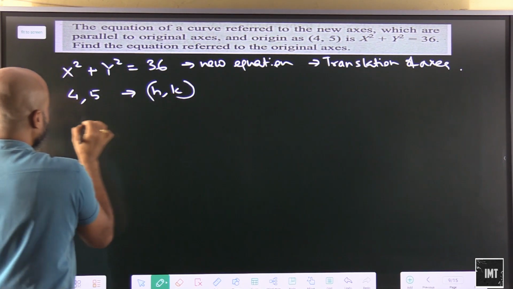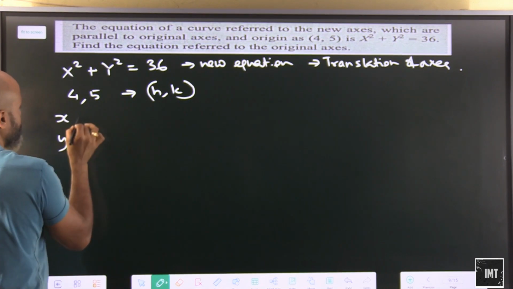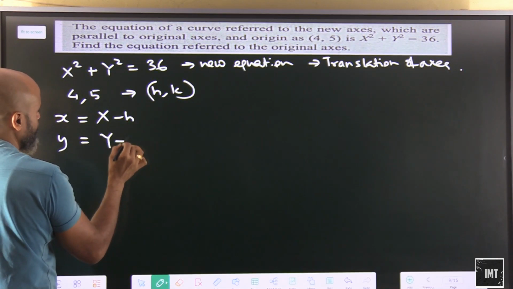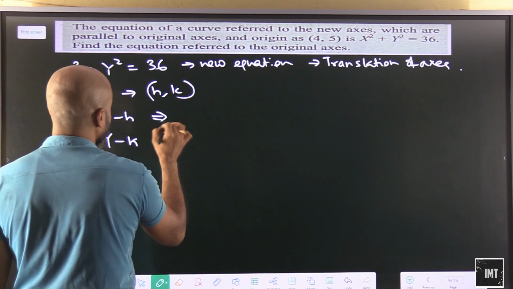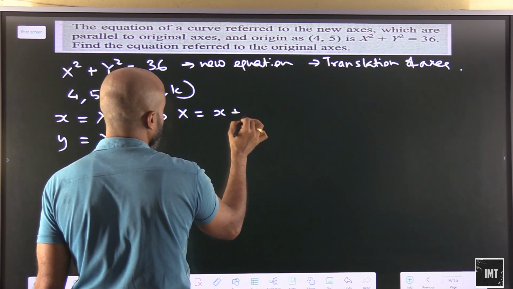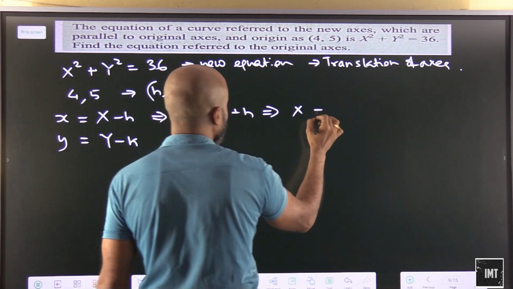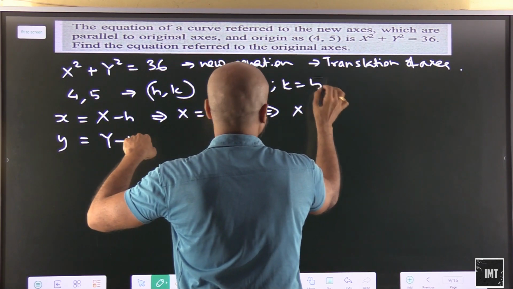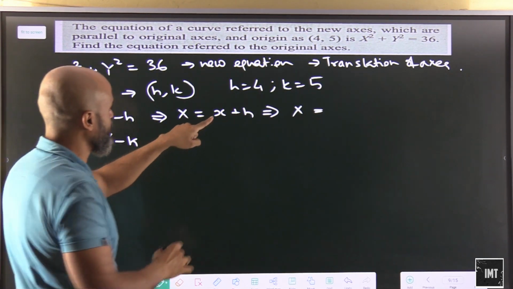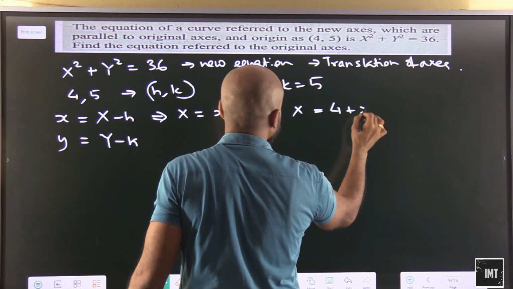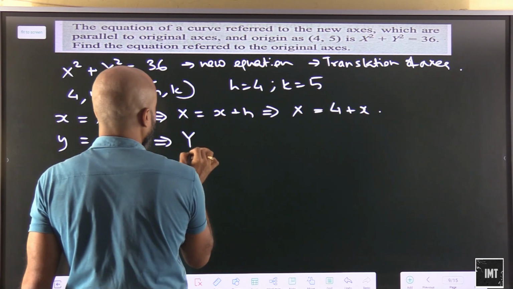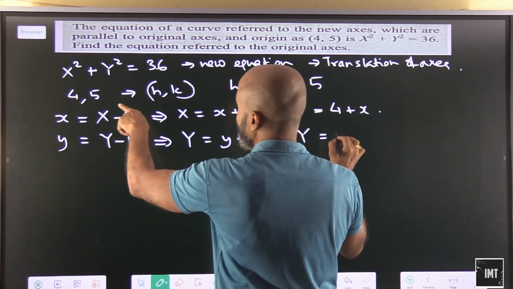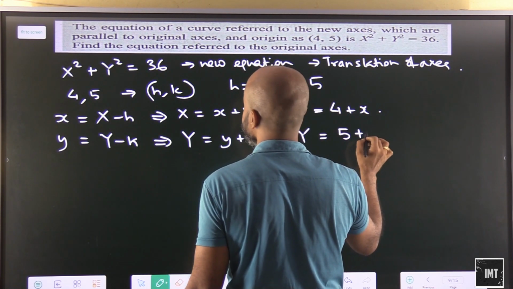So we know that if capital X and capital Y represent the original points, then small x will be X minus h, small y will be Y minus k. So X will be equal to x plus h. In this case h has a value of 4 and k has a value of 5 here. So capital X will be equal to 4 plus x, and capital Y will be equal to 5 plus y.